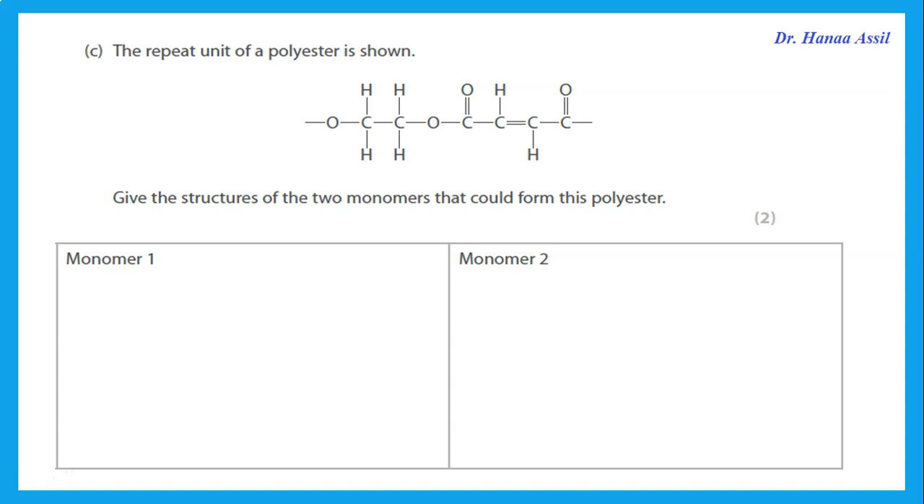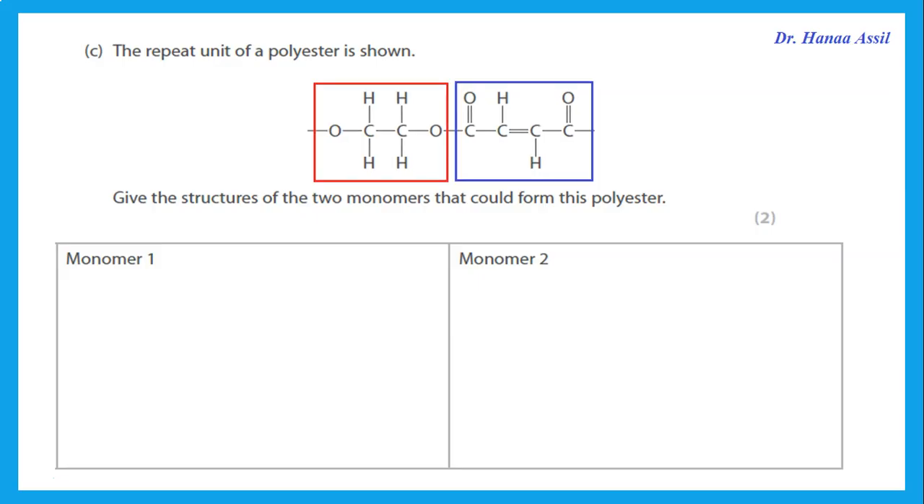The repeat unit of a polyester is shown. Give the structures of the two monomers that could form this polyester. Okay, this is a polyester. It has an ester linkage in the middle. What were the monomers that we joined to form this polymer? Remember, in order to get the monomer, I break it at the ester linkage. There is a monomer on the right and a monomer on the left.